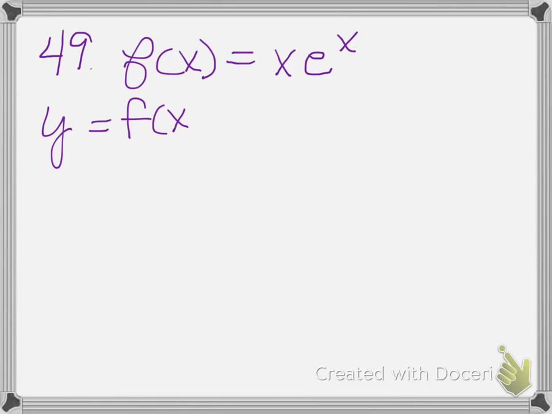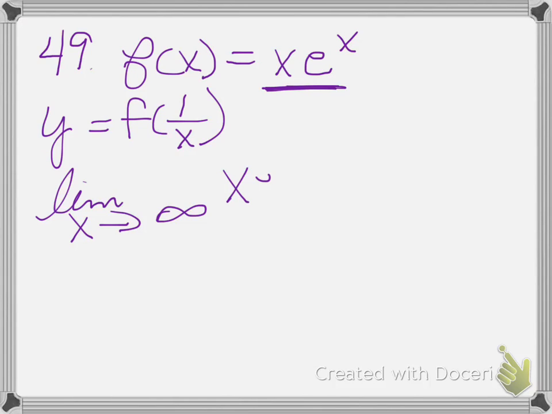and they actually want us to put in 1 over x. They want us to use this graph to find what the limit is as x approaches infinity and as x approaches negative infinity. So they want us to take this function to help us figure out what the limit is of this function as it approaches infinity. So our goal is to find the limit as x approaches infinity of x e to the x, and the limit as x approaches negative infinity of x e to the x.